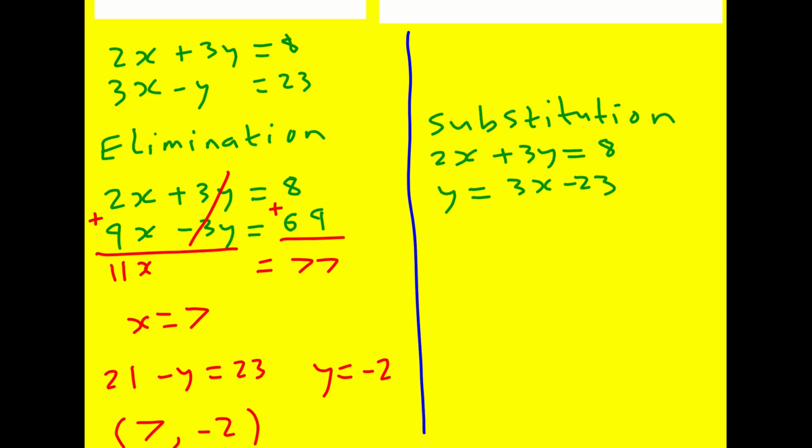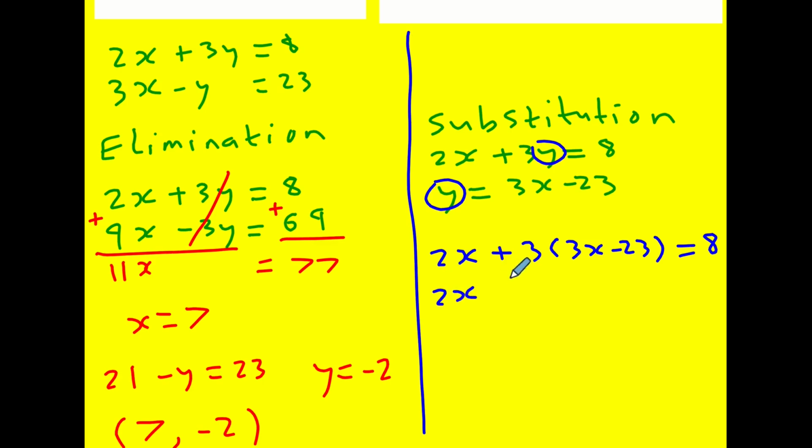Because I'm finding where they intersect, my y values are the same, and I can actually replace this y here that I've just circled with this other y that I've circled, and I can write down 2x plus 3 times (3x minus 23) equals 8. Because I'm finding where they are the same value, I can replace that y by that y, and hence this y by 3x minus 23. And we've essentially eliminated the unknown in a different way.